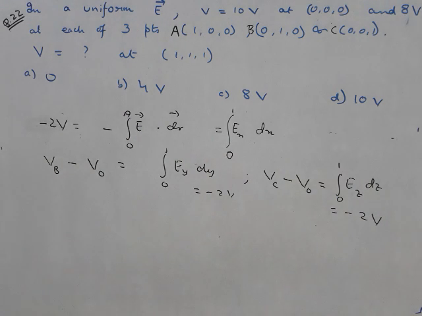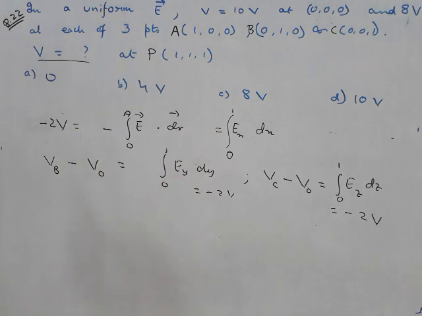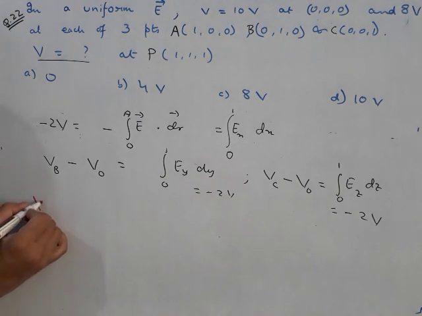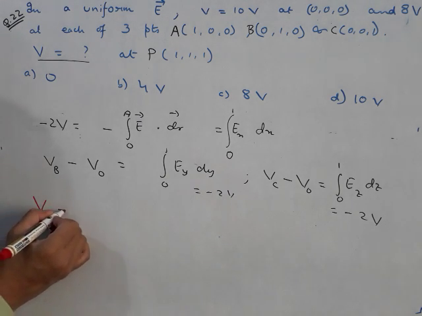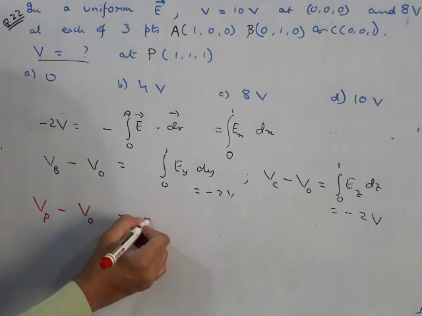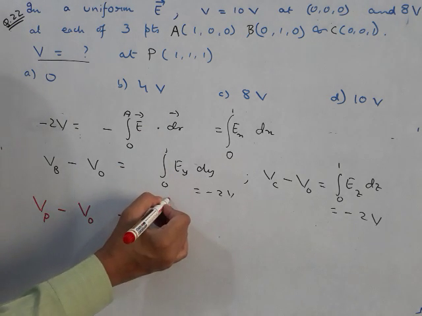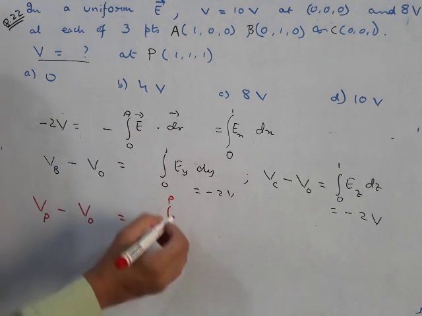Now, knowing these three, what we need to find is the value of potential at this point, which I'll call it as P. So the value of potential at P, that will be written like this: Vp minus Vo is equal to, same concept we shall use, minus integration E dot dr from O to P. Now E dot dr will write how much?